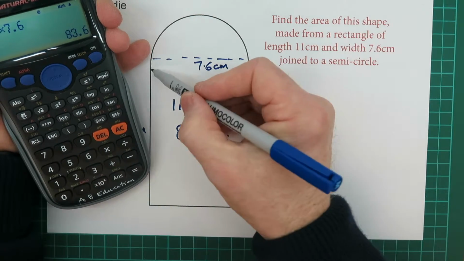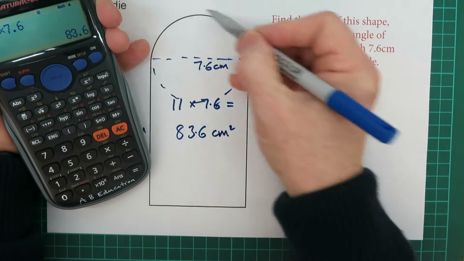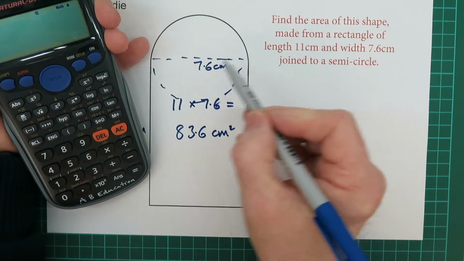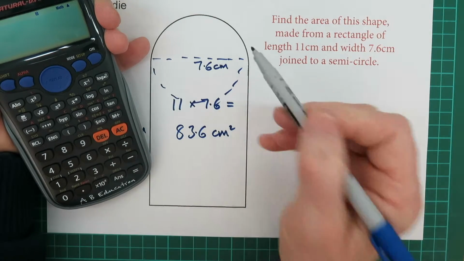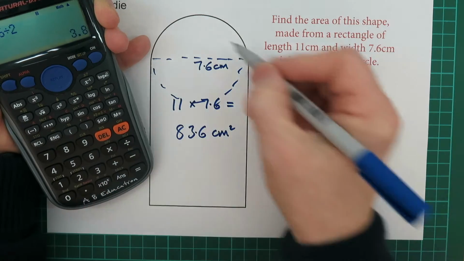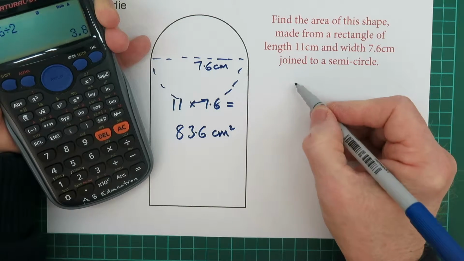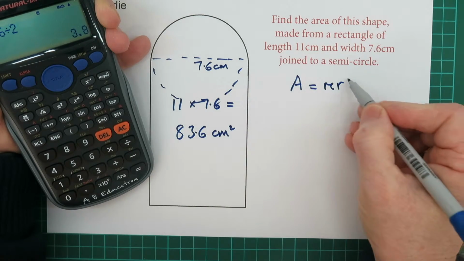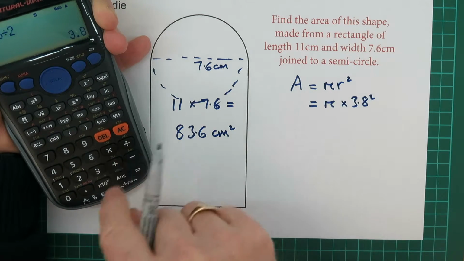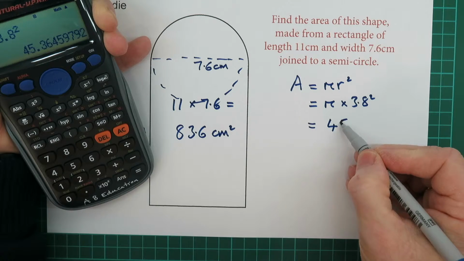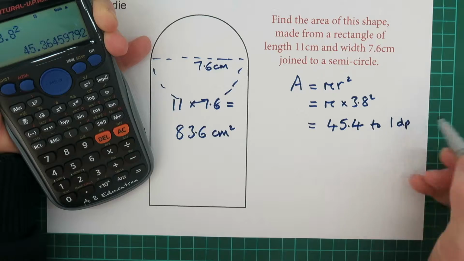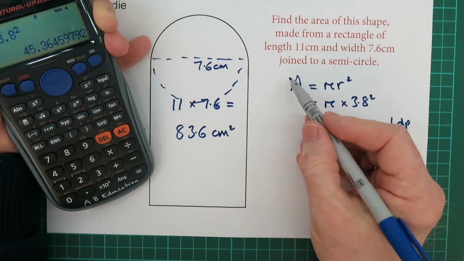So what we're going to do is to imagine there's a complete circle and find the area of the whole circle. Now the whole circle has a diameter to match the rectangle, so the diameter is 7.6. So the radius will be half of that, which will be 3.8. So for the area of a complete circle, we need A equals pi r squared. So that's pi times 3.8 squared. And that gives us 45.4 to 1 dp.